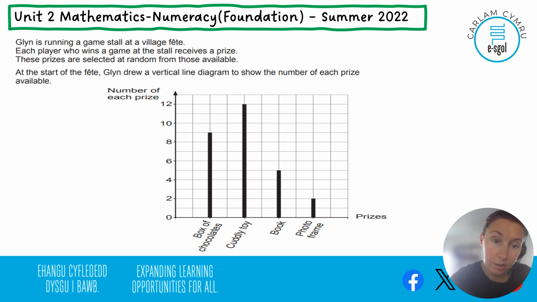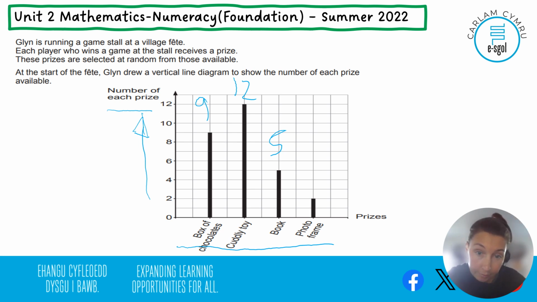So we read it here. We can see, first of all, making sense of it, number of each prizes going up here, and you've got to take account that they go up in 2s, and obviously you've got everything labelled here, or the prizes. So box of chocolates, how many? We can see that that's 9. Cuddly toys, 12 of them. How many books did he buy? 5. How many frames? 2. Right, so that's your step 1.